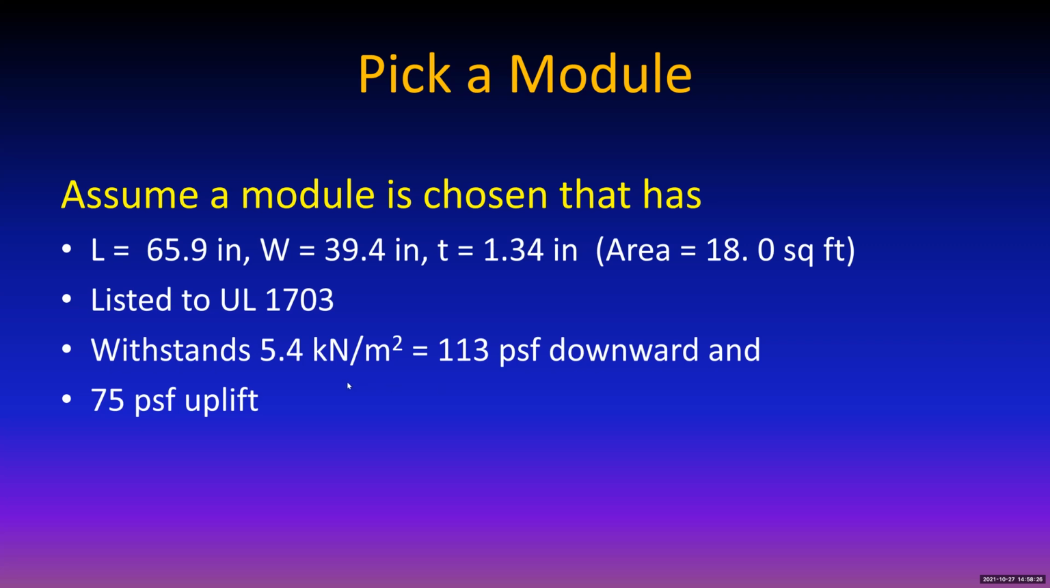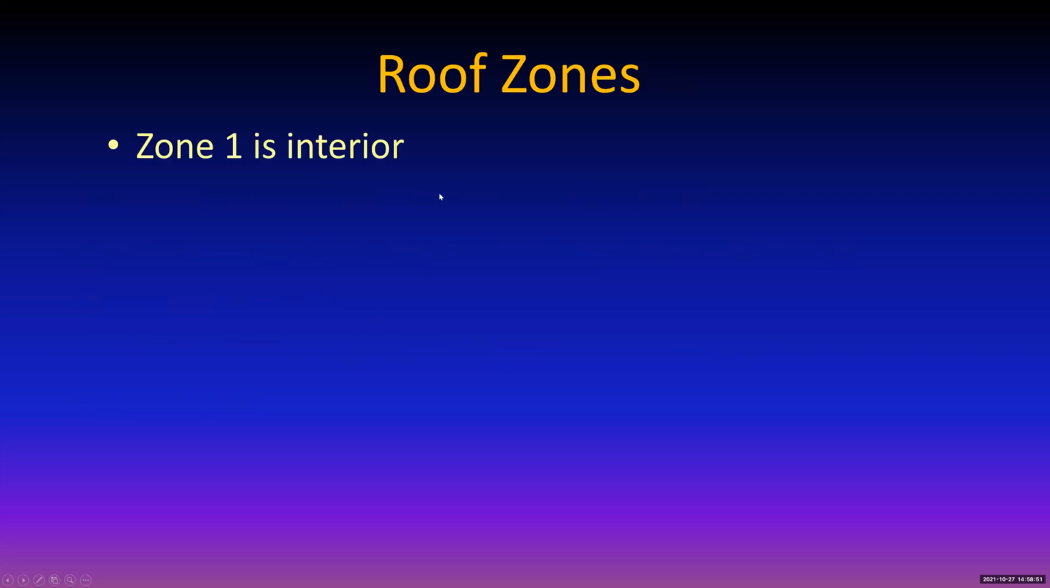Okay, this particular module will withstand 113 pounds down and 75 pounds upward. And 75 pounds uplift will handle pretty much everywhere in Florida, depending on certain roof zones where there is more uplift pressure than in other roof zones. So you need to pay careful attention to that. We'll take a look at that here in a minute, maybe less than a minute.